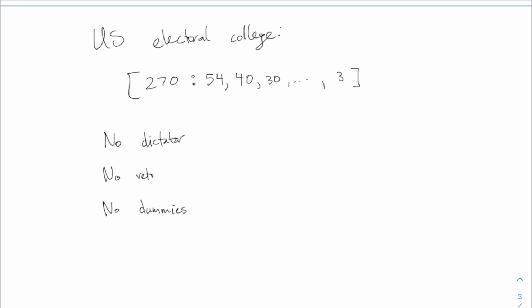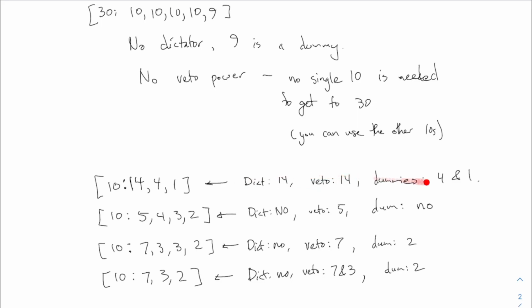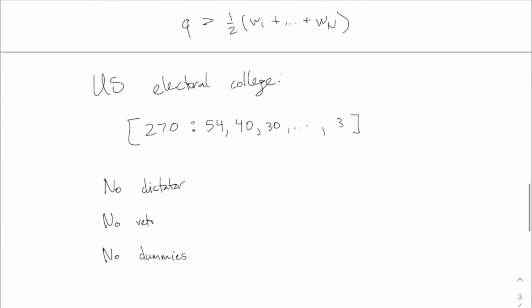All right. What I want to talk about for the remainder of today and next time also is a more sophisticated way to judge power. Like this dictator, veto, dummy, those are 3 fairly simple categories that you can put the voters into, but oftentimes there's none of any of them. Like in the Electoral College, there's none of any of them.